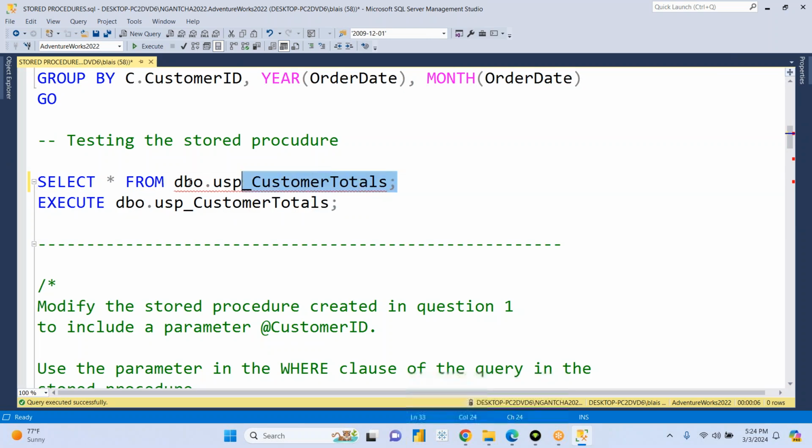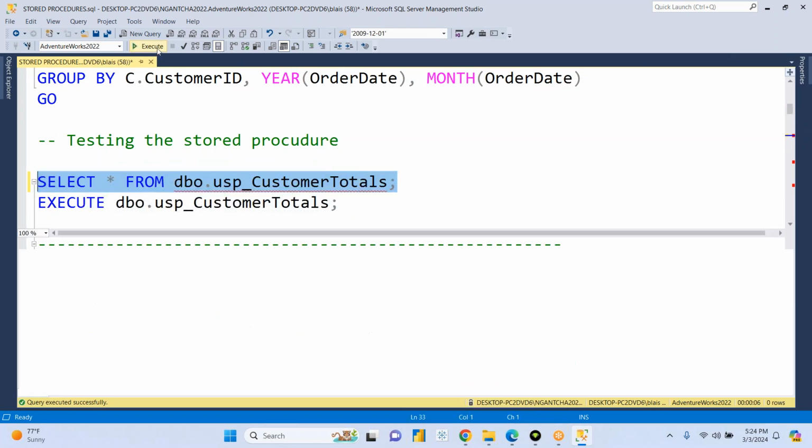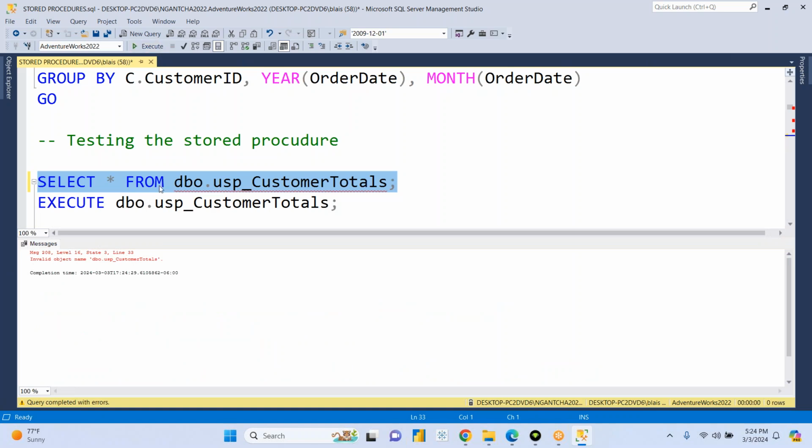So if I go ahead and execute this, this is not allowed. You see, the system is trying to process this as a table. There's no table or view called this. This is actually a stored procedure. So you have to execute a stored procedure. You either put exec or execute.